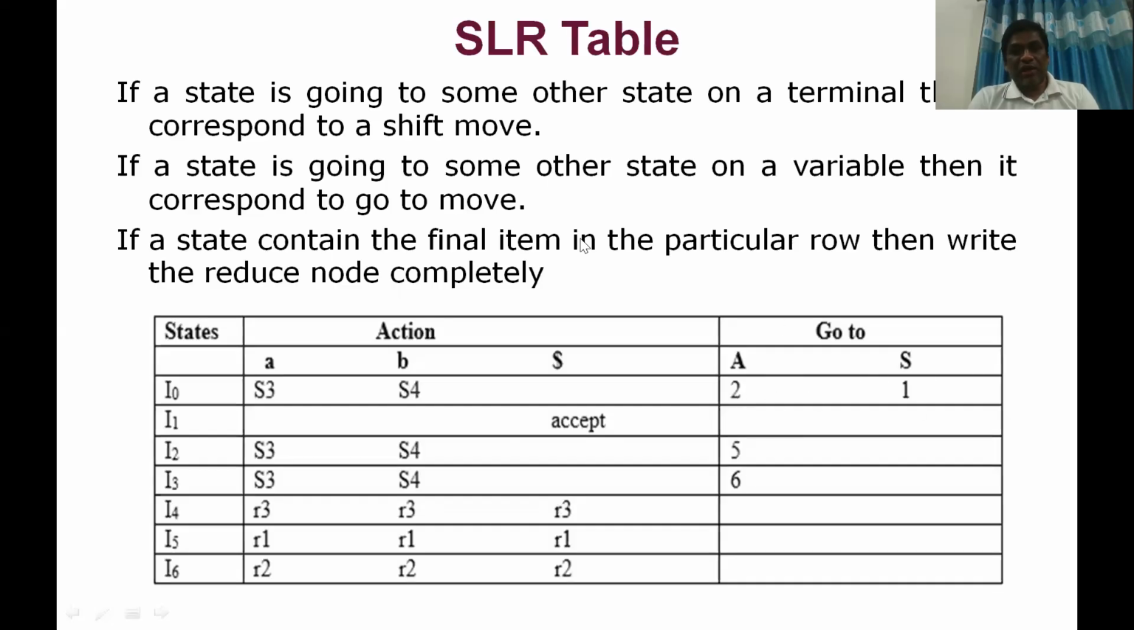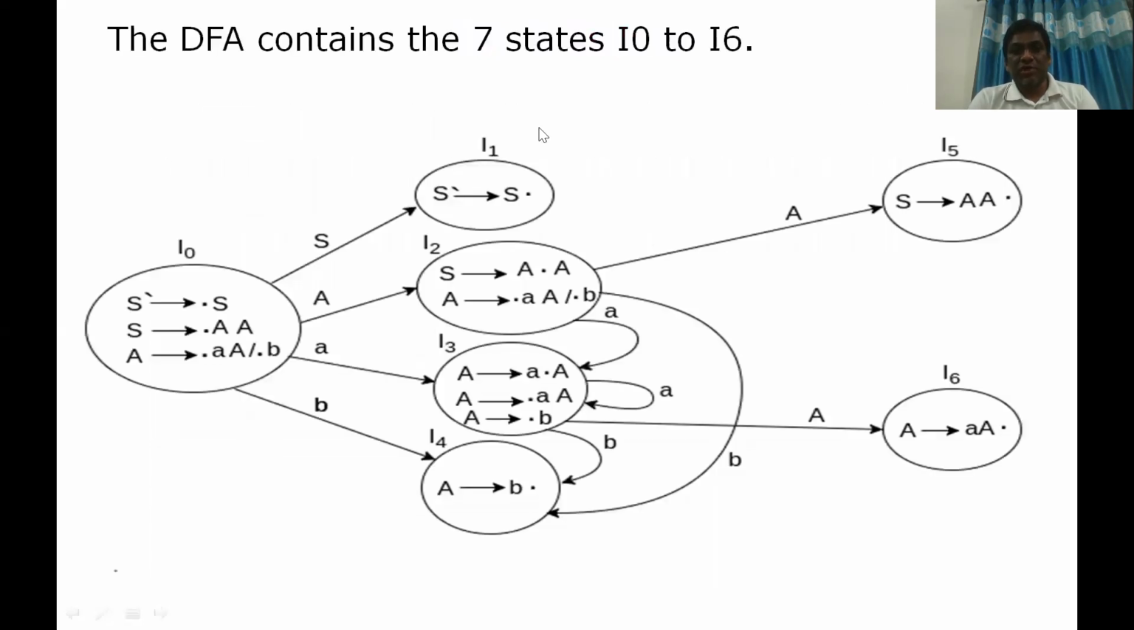The third one corresponds to the reduce operation. If a state contains the final item in a particular row, then it corresponds to reduce. What does a final item mean? There is no symbol after the dot. So I1 corresponds to the reduce operation. No symbol after the dot. So how do we write it?